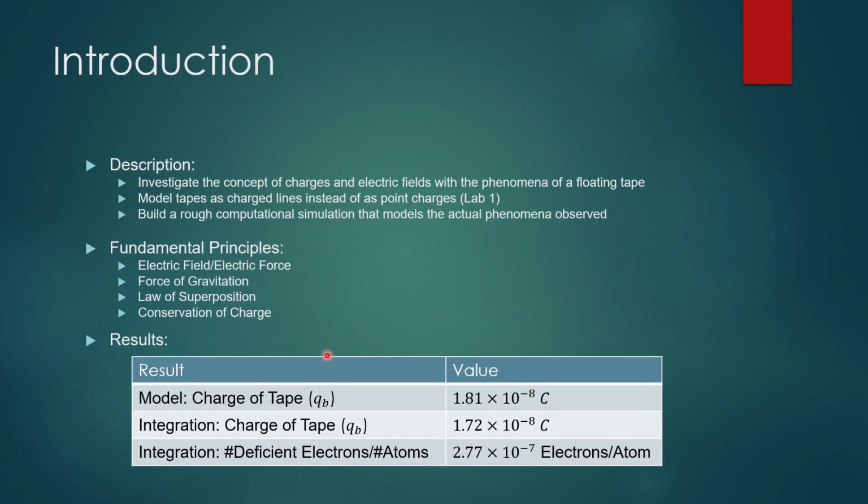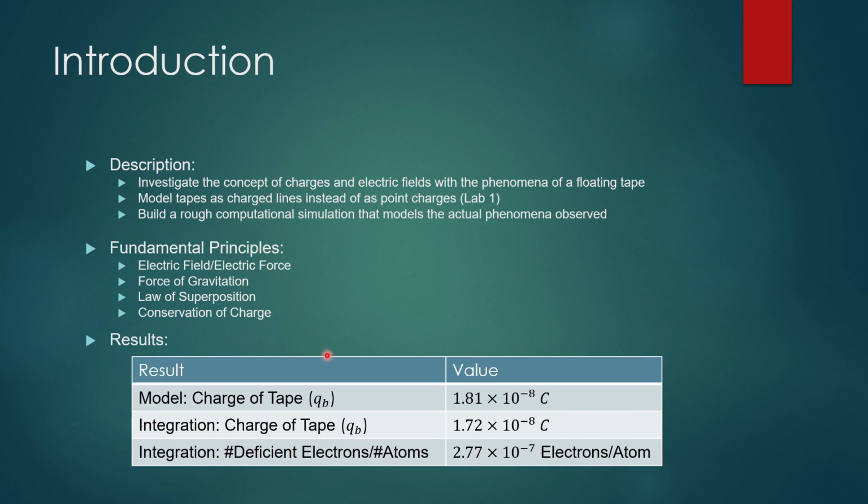So in this experiment, we were asked to build upon Lab 1 and investigate the concept of charges and electric fields with the phenomenon of a floating tape, which is a tape that seemed to be floating above another tape due to an electric force. However, in this lab, we model tapes as charged lines instead of point charges as we did in Lab 1.